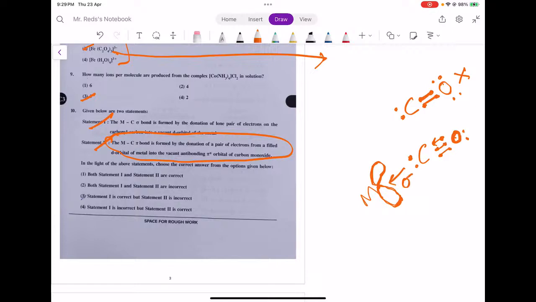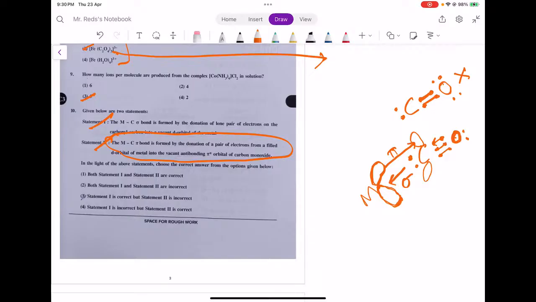Whenever the electrons are more in the d orbitals of the metal, electron density increases in the metal atom. That's why electron donation from metal to carbon increases. This is the pi bond. For receiving electrons, a vacant orbital is required. In carbon monoxide, vacant antibonding pi star orbitals are present. These vacant orbitals are ready to receive the electrons from the metal atom. That is back bonding, or the synergetic effect.